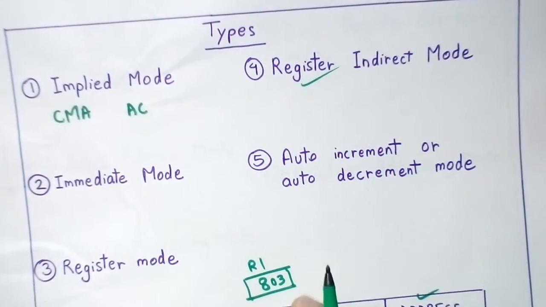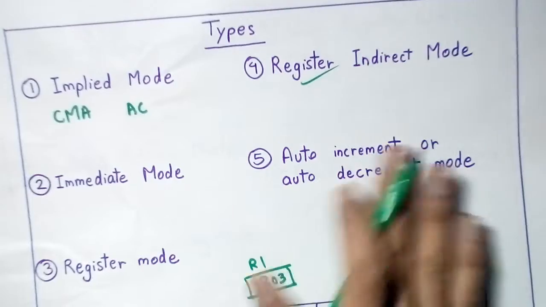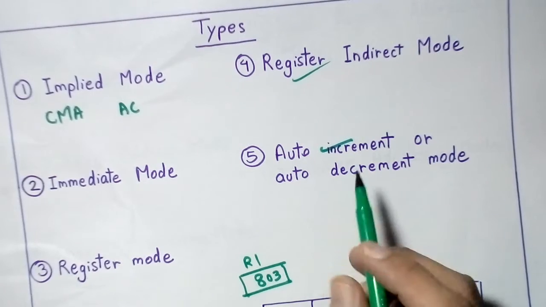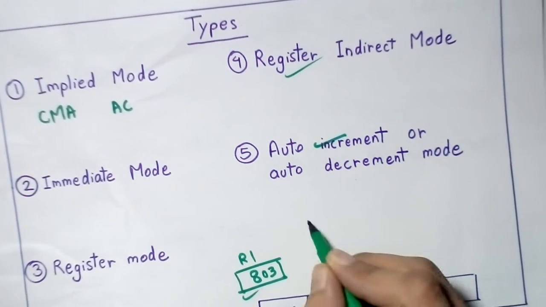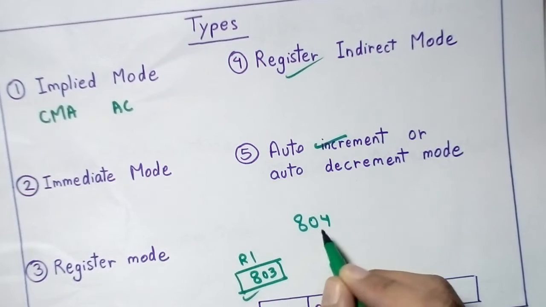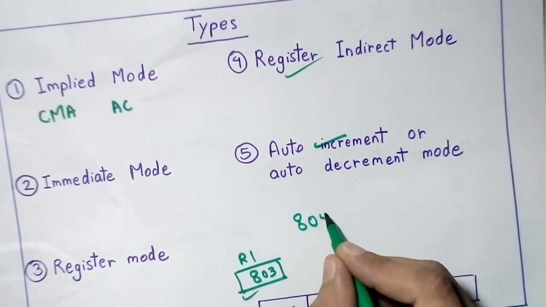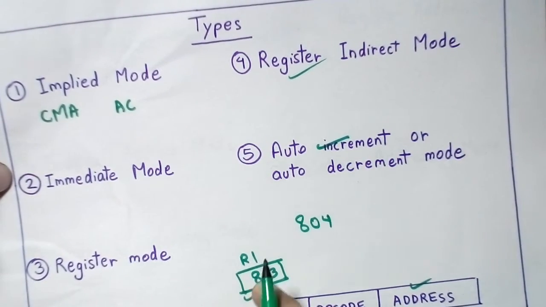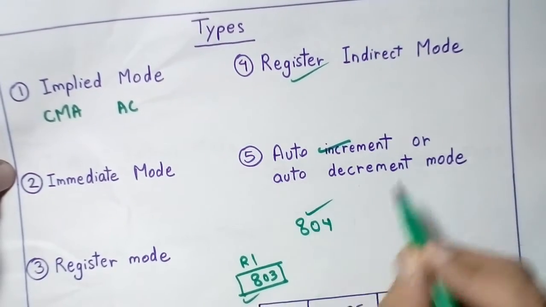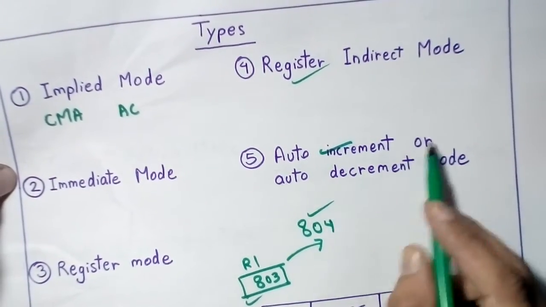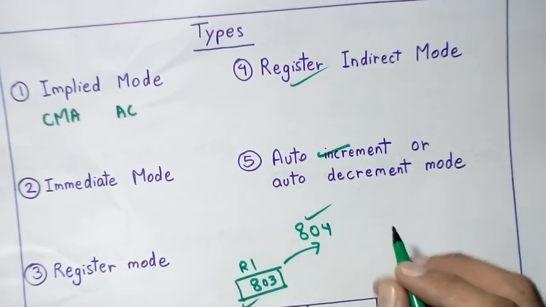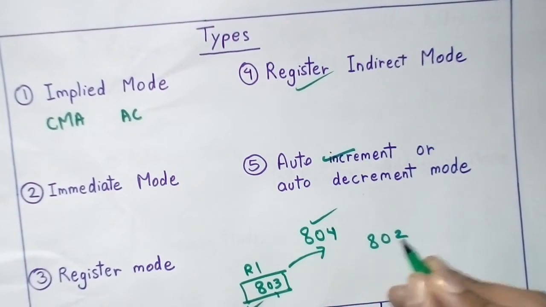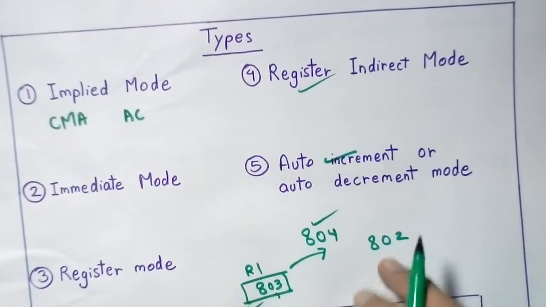And then auto increment or decrement mode. It is exactly the same as register indirect mode, but in auto increment mode the register is incremented. If it was 803, after we access the value of the operand from this address, the register will be incremented to 804. Next is auto decrement mode. In this mode, the value of the register R1 is decremented first. It will be made 802, and then the operand will be accessed from this address.